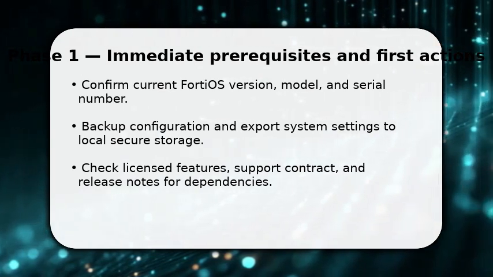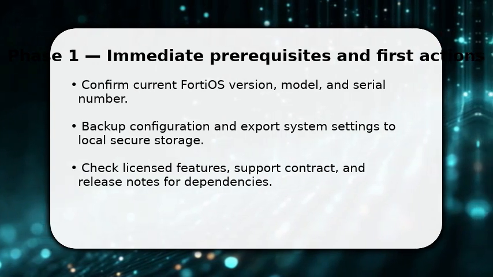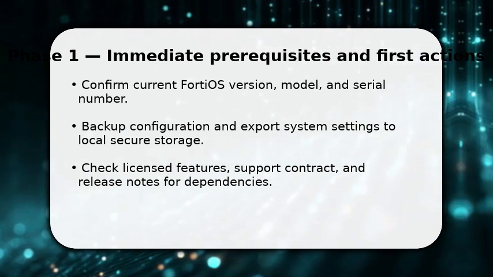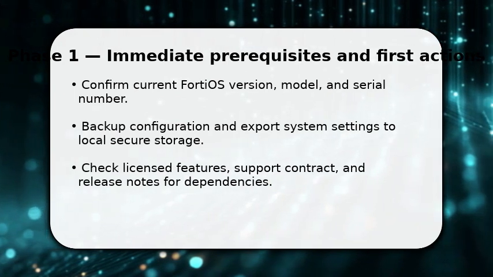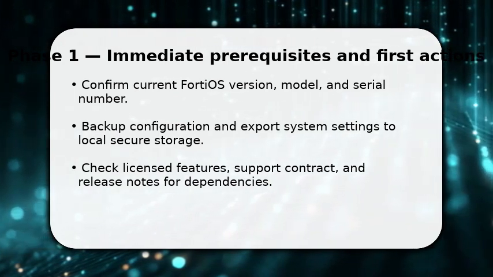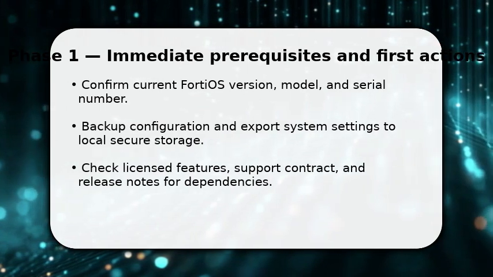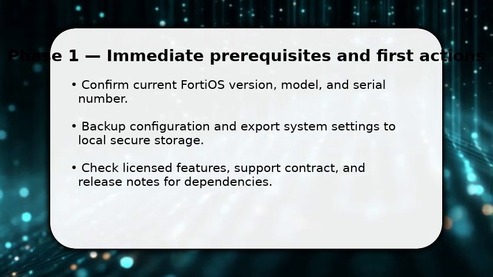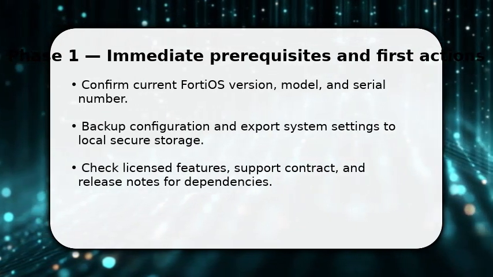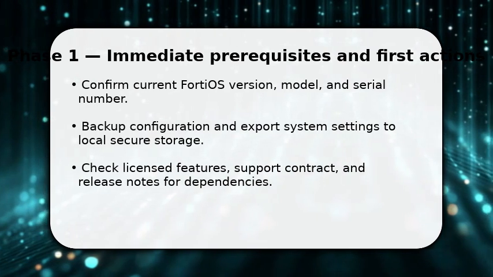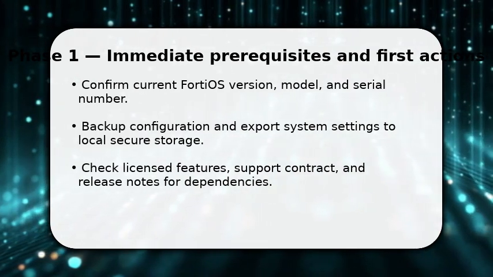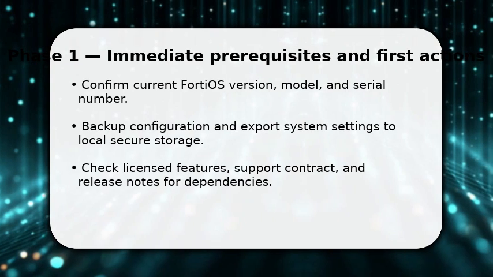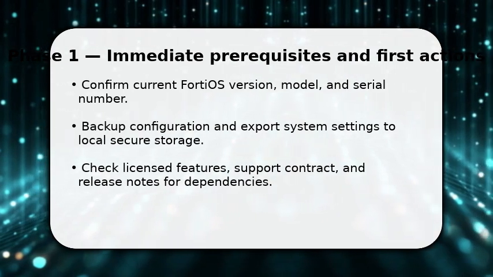You start by confirming the FortiGate model, current FortiOS version, and serial number so you know which images are compatible. Once done, export a full configuration backup and save it off box. This protects you if rollback is needed. Make sure licensed features are active and your support contract allows the target firmware. Read release notes to catch required intermediate upgrades and known issues. This avoids surprises and sets a safe baseline before you upload any firmware files or schedule downtime.